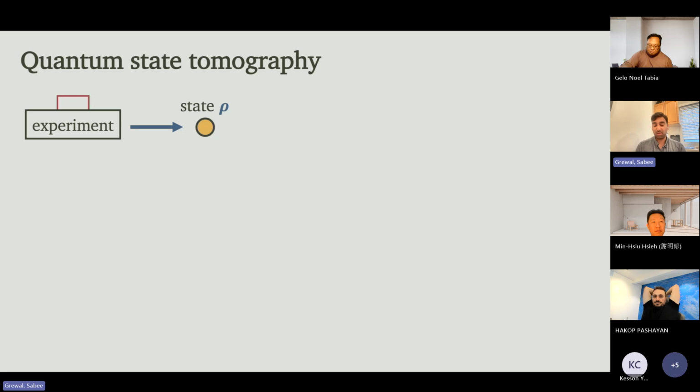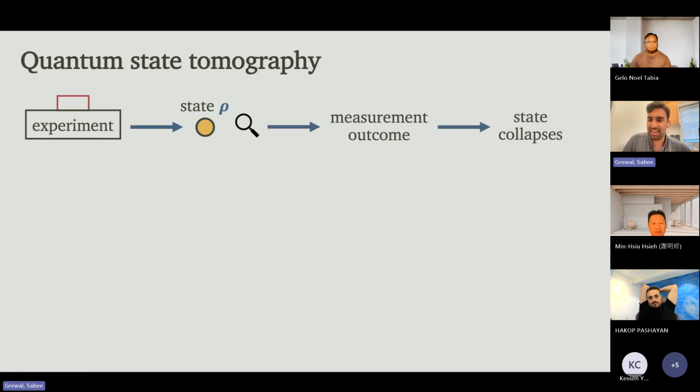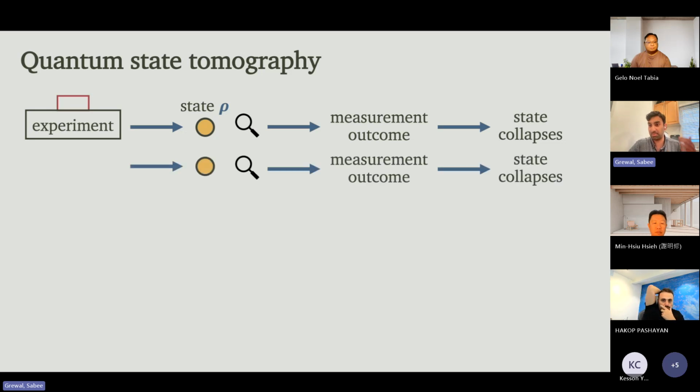The way we convert this quantum information into classical information in quantum mechanics is we perform some measurement on the state. This will produce some measurement outcome, and this will cause some disturbance to our state. Of course, with one measurement outcome, you can't deduce what the state of your system is. So you need to repeat this, perform measurements, get outcomes. You have to do this many times.